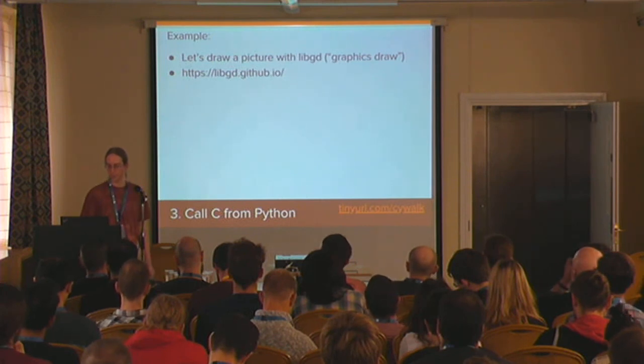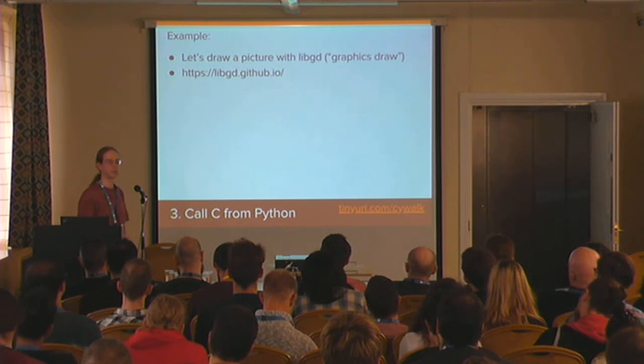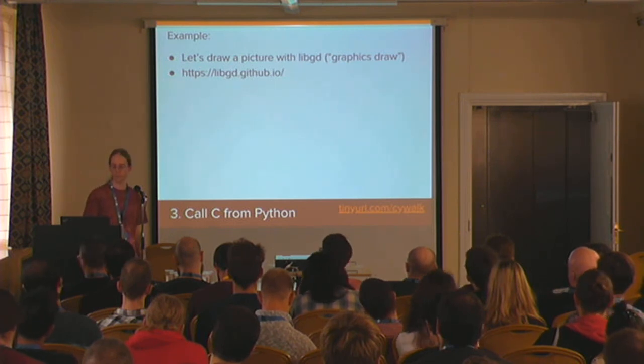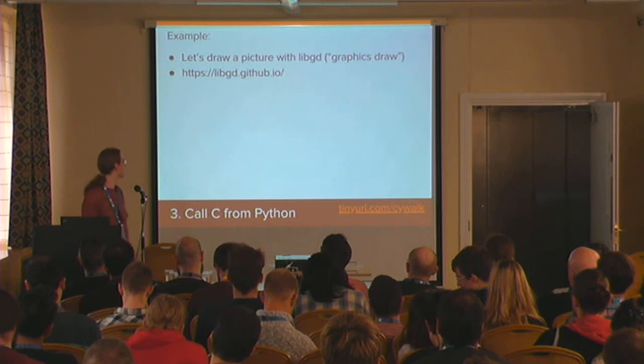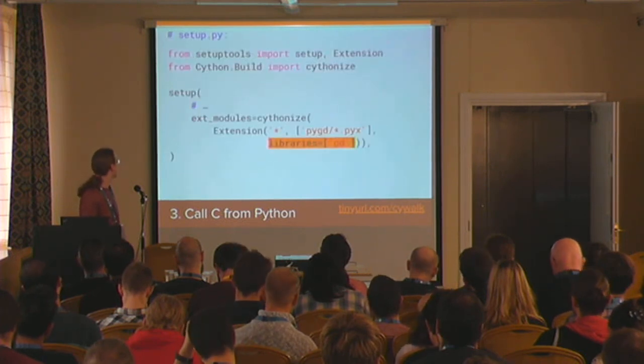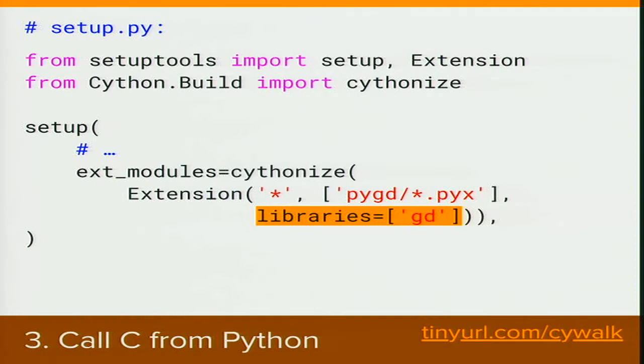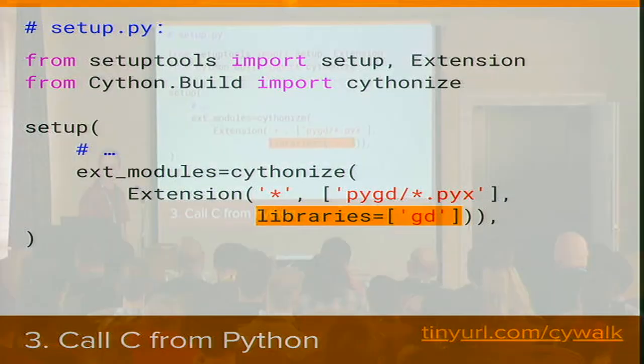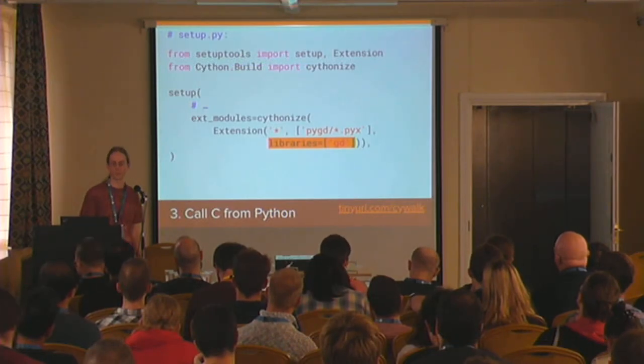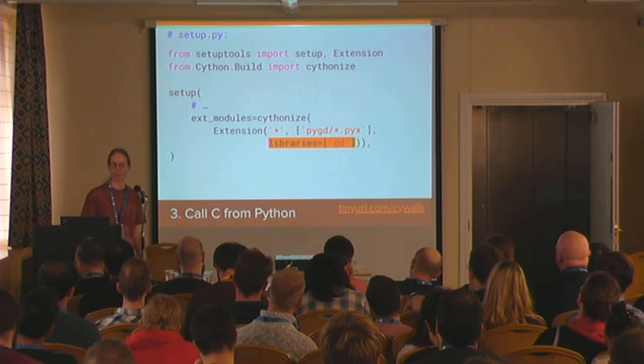So the example we're going to use for this section is we're going to draw a picture using the libgd library, which is a simple graphics drawing library. It's available from the URL up there. Once we've installed that, we're going to create a setup.py for our project. And the only change we have to really make to the setup.py that we saw earlier is that we just have to add that libraries equals GD line there. And now setup.py handles linking with libgd. And if you've ever written a makefile, then you'll know how much time that will potentially save you.